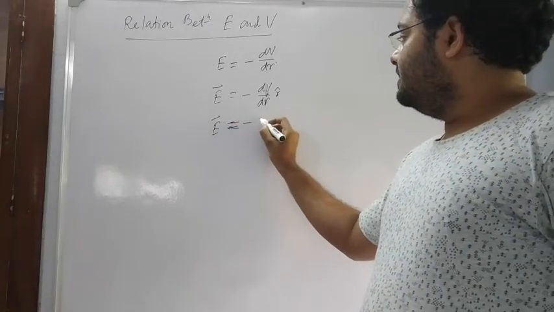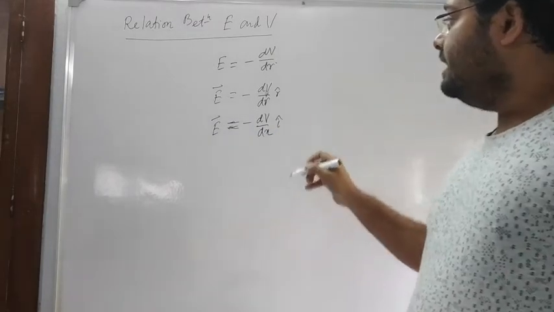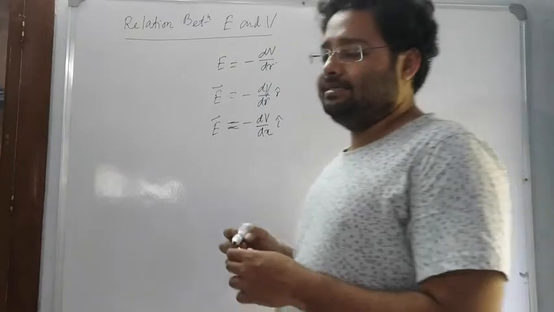This is minus dV by dx i cap if the charge moves only along the x-axis.